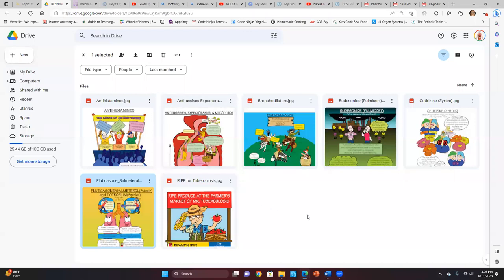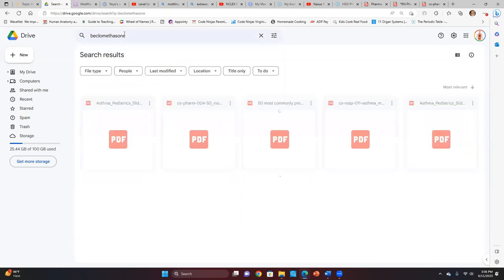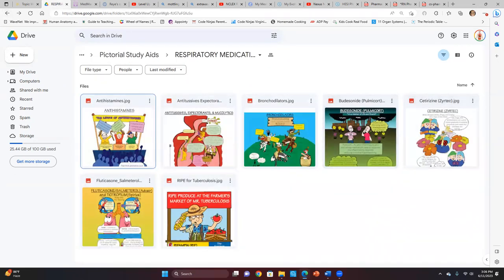Beclomethasone is another medication, and I thought I had a picture for that one. Maybe I looked for that one before. Okay, so I may not have beclomethasone. I'm going to put the name in the chat just because that's an important one for you to know. And thank you for staying with me. I know it's been a long, long couple hours here, but there's a lot with pharmacology.